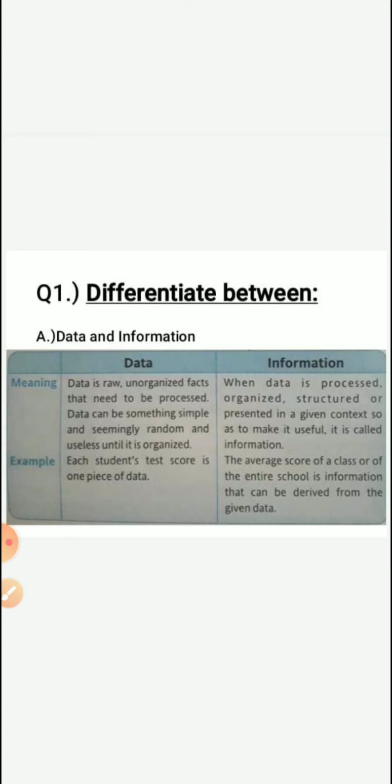First of all, data and information. The answer is given here. On one side I have written the answer for data and on the other side for information. Data is raw, unorganized facts that need to be processed. Data can be something simple and seemingly random and useless until it is organized. For example, each student's test score is one piece of data. Now coming to information: when data is processed, organized, structured or presented in a given context so as to make it useful, it is called information. The average score of a class or the entire school is information that can be derived from the given data.